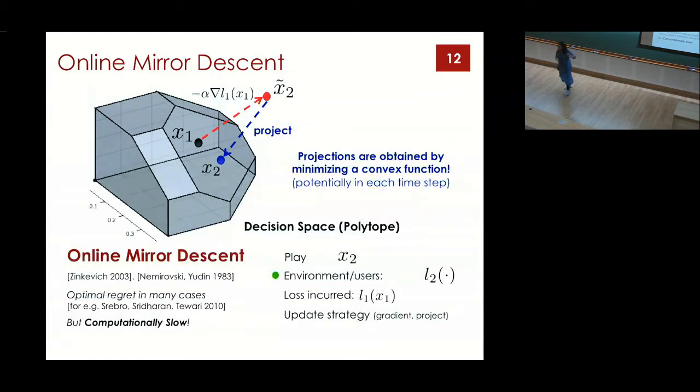For some models of polytopes that I'm going to talk about, the separation oracle is some form of function minimization. So that's going to be very expensive.